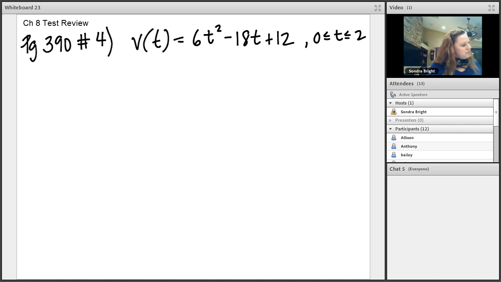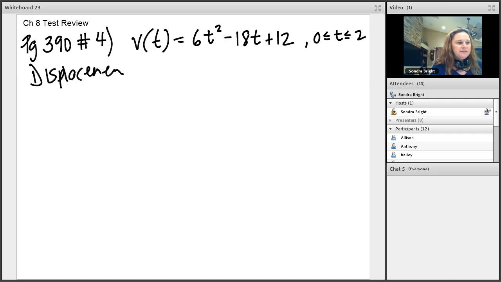So this is the function. It's a velocity function of a particle moving along the x-axis. Use analytic methods, which means not your calculator, to do each of the following. The first thing we want to do is determine when the particle is moving left, right, and so on. Actually, this is what I'm going to do. Let's find the displacement.